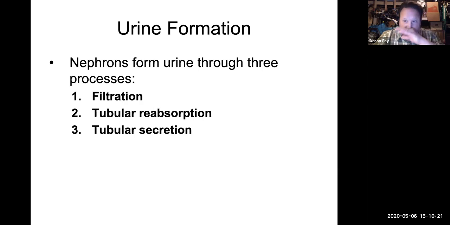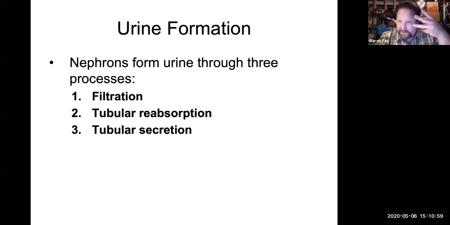So in the big picture, filtration is a non-specific process. It's something that's going to be based on size. So you're going to lose waste products. That's good. You're also going to lose a whole lot of water, and you're going to lose a whole lot of nutrients. That's bad. So those nutrients and that water you want to reclaim must be reabsorbed, and that's the job of tubular reabsorption. Also, any remaining waste products that you have not yet gotten rid of can be actively pumped into the filtrate, and that is the process of tubular secretion.